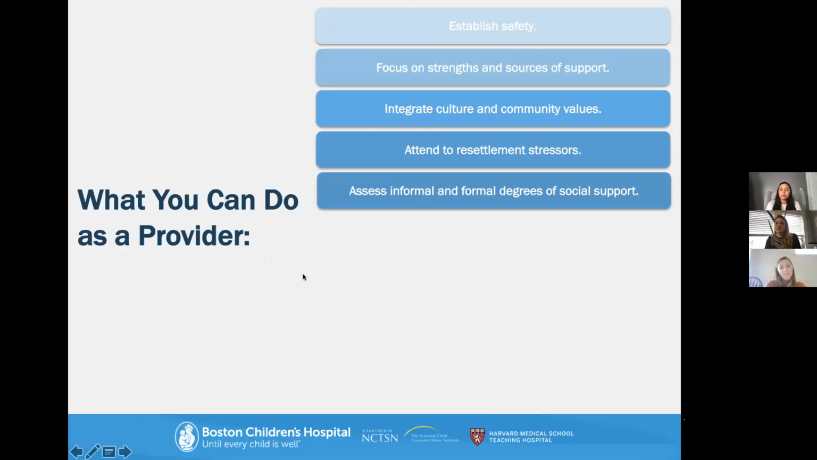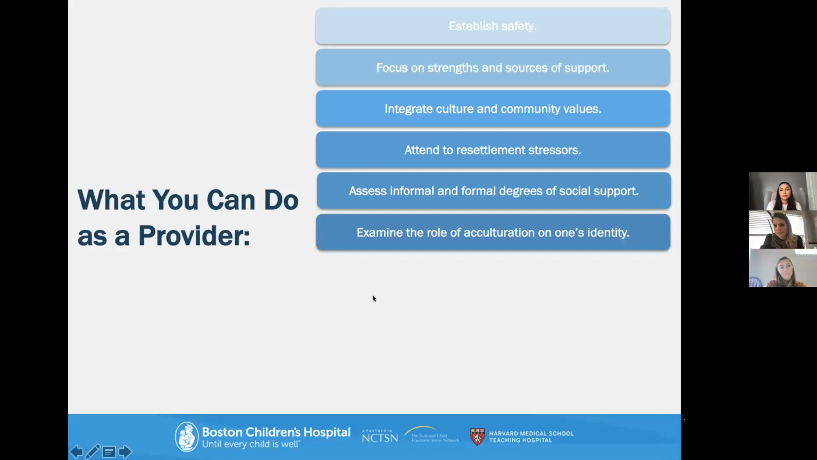It's also important that we assess informal and formal degrees of social support. As Doris said, is the individual here by themselves, or are they living with other people? Do they know those people? How long have they known them? Do they have other family members or community members they're in contact with, where they live in the United States as a whole, or family back home? So really assessing what their life looks like before they walk into your office. My favorite question when I meet somebody new is, tell me what your journey was like coming into my office or coming into school. That can really set a tone and tell you a little bit about what they're experiencing day to day.